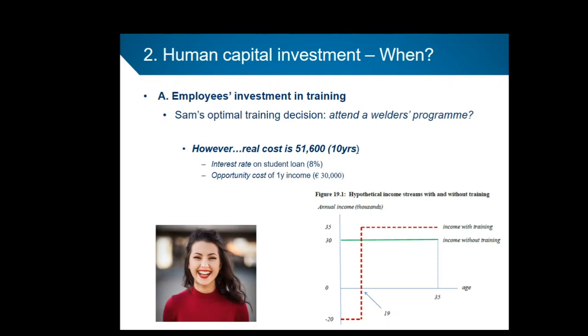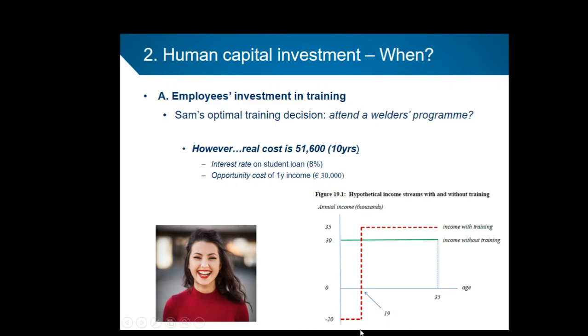First is, of course, that she has to pay interest on the student loan, so 8%. So this means the program will not cost 20,000, but will actually cost her 21,600. So 8% of 20,000 is 1,600, plus 20,000 is 21,600. But second, and more importantly, by sacrificing a year, she technically also loses 30,000 euros that she could have made by skipping the program and going to work.